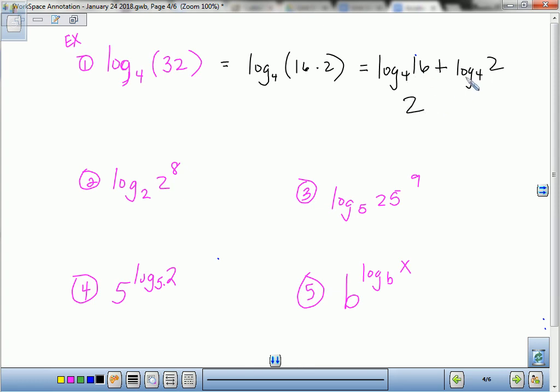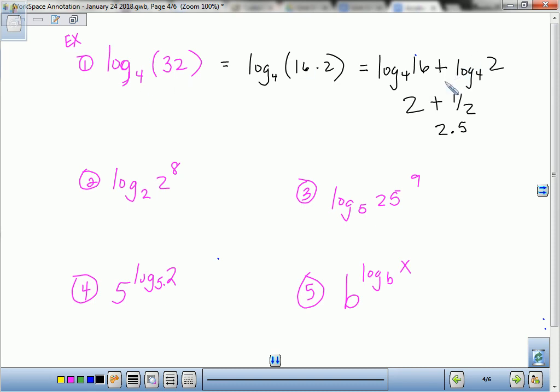What is log base 4 of 16? 2. And when I take the square root of 4, do I get 2? So what power means square root? The half. So this is 2 plus a half, which I could write as 2.5 or 5 halves, right? Or 2.5, doesn't matter.